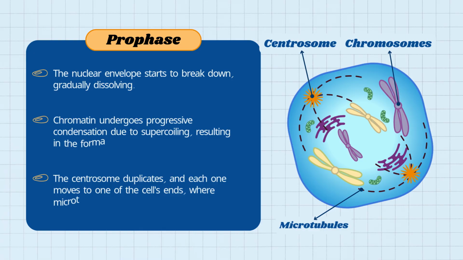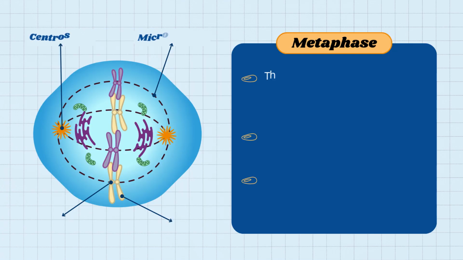Number two, prophase. The nuclear envelope starts to break down, gradually dissolving. Chromatin undergoes progressive condensation due to supercoiling, resulting in the formation of chromosomes. The chromosome duplicates and each one moves to one of the cell's ends where microtubules are formed.